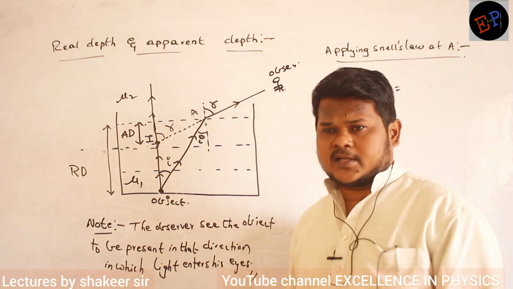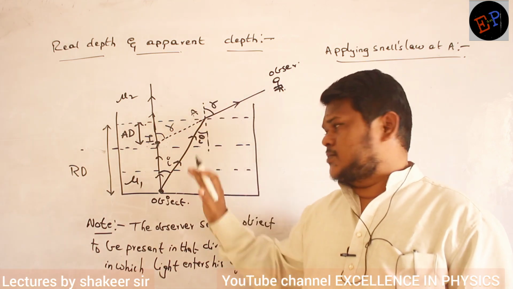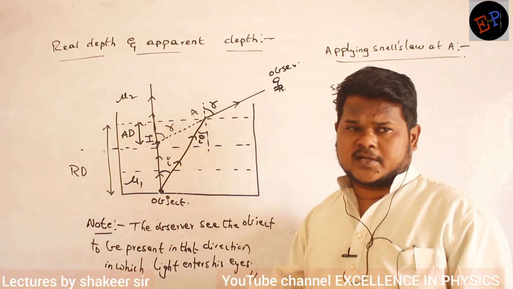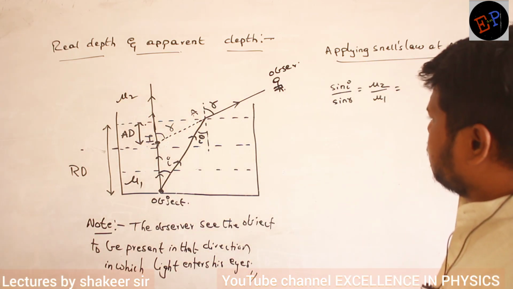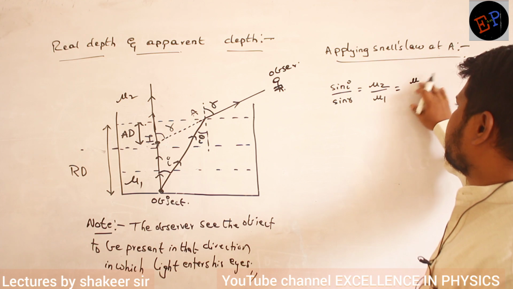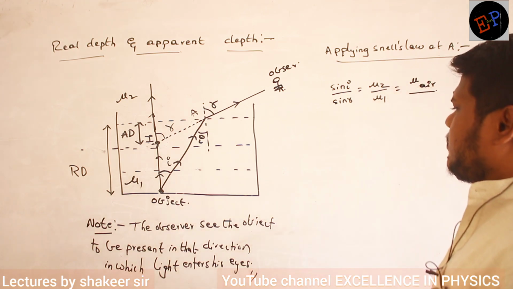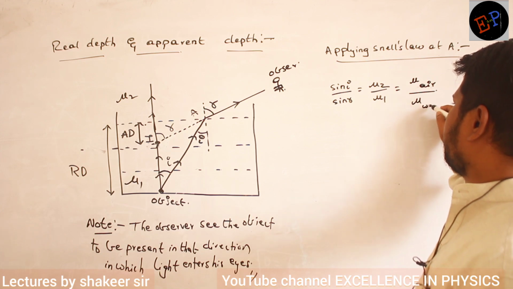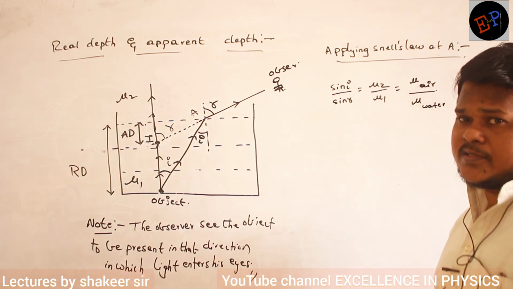Where is the light going from and to? It is entering from water to air. So this is my first medium, this is my second medium. Okay, ma? So mu2 is nothing but the refractive index of air. Let us call it mu air, divided by mu1, the refractive index of water. Are you able to understand? Okay.